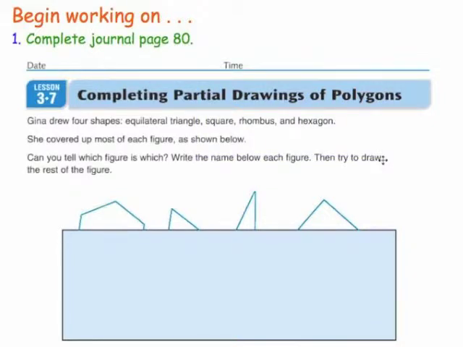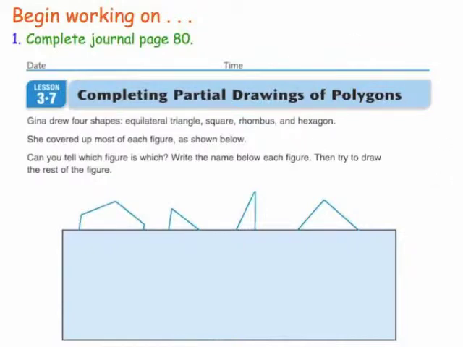On that page it says Gina drew 4 shapes: an equilateral triangle, a square, a rhombus, and a hexagon. She covered up most of each figure, as shown below. Can you tell which figure is which? Write the name below each figure, then try to draw the rest of the figure. So you're going to write down not only the name of each figure, but draw the rest of the figure as well. Go ahead and pause the recording right now and do that, and then come back when you're ready to check.